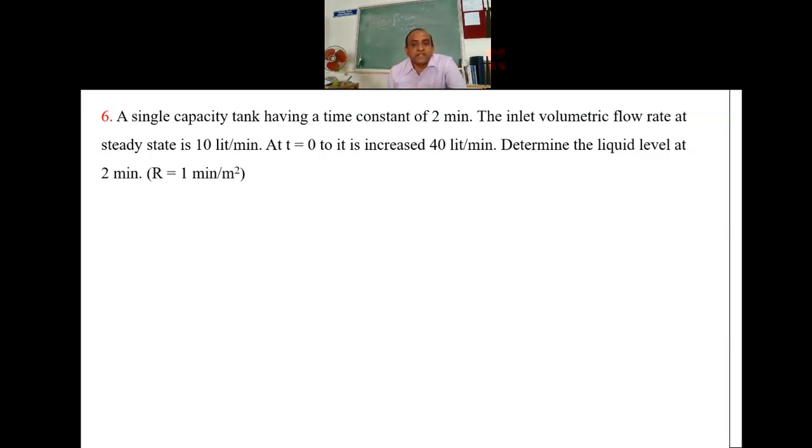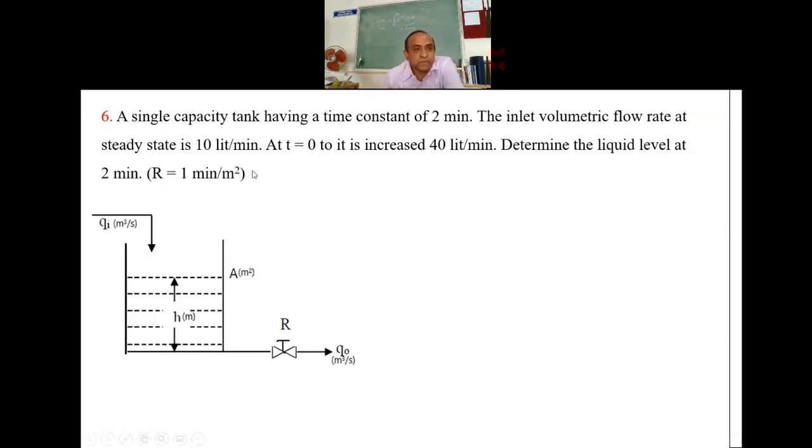Right, so I'll read the statement. So this is the figure. So Alka, is it audible and visible? Alka? Okay. Right. Fine. So I'll just read the statement.